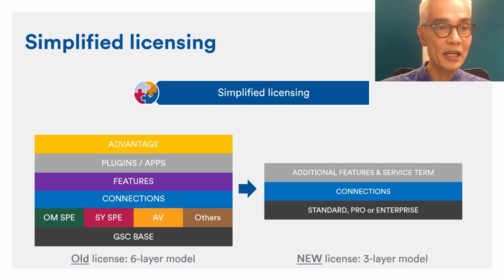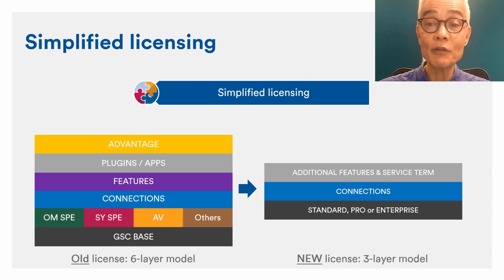So if we think of the software license a bit as the OSI networking model, our old license was built on a 6-layer model where customers would have to choose their base package, Standard, Pro, or Enterprise, and then they'd have to choose the modules they wanted to work with, video or access control or AutoView, and then they'd have to choose the number of connections or the number of devices they wanted, the features that would be supported, any plugins and apps additional, and finally the Advantage or the service contract. There were 6 sort of individual layers that had to be worked through in creating the software license.